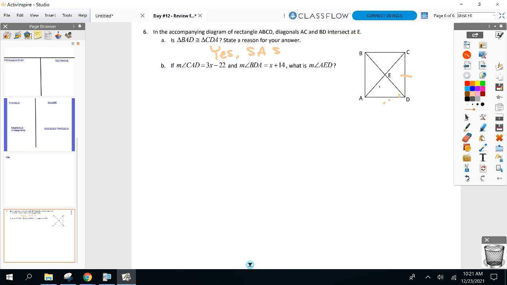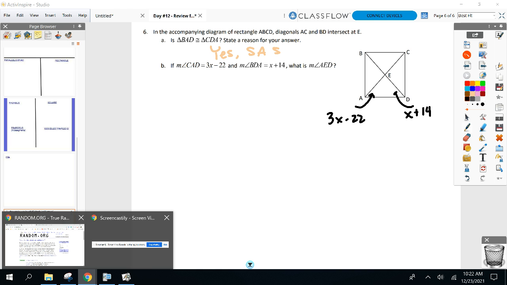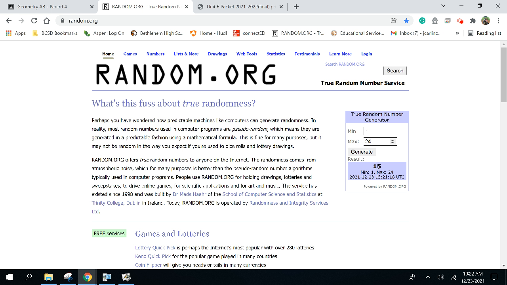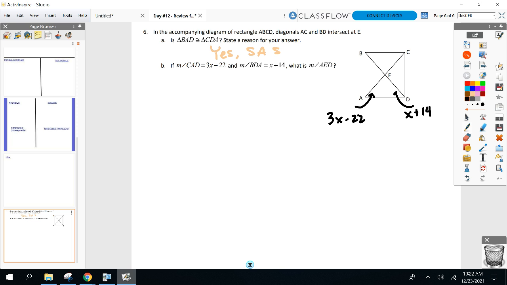So let me get rid of this. Next question, part B, and this easily could be on the test. I give you the rectangle and a question like part B, and I want to see if you know what the relationship is between angle CAD, which is 3x minus 22, and angle BDA, x plus 14. It's part of a property we actually wrote down. It wasn't part of them on the actual packet; we actually added this property in. What's the relationship between those two?